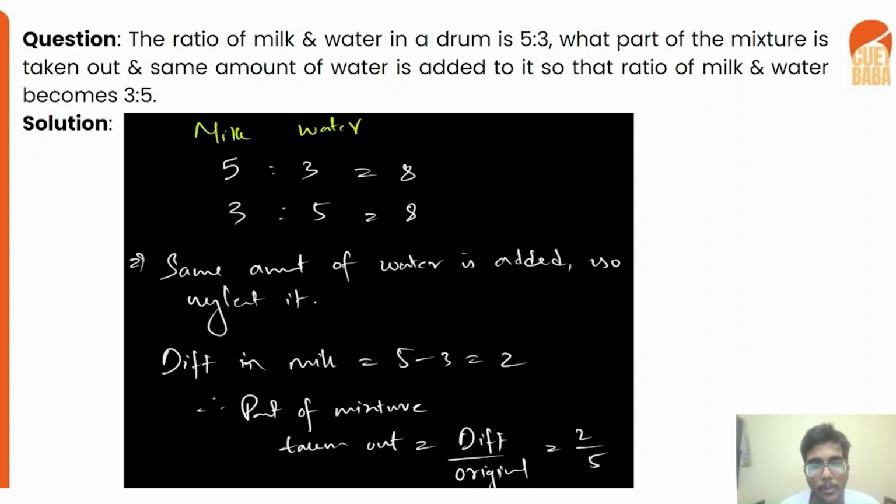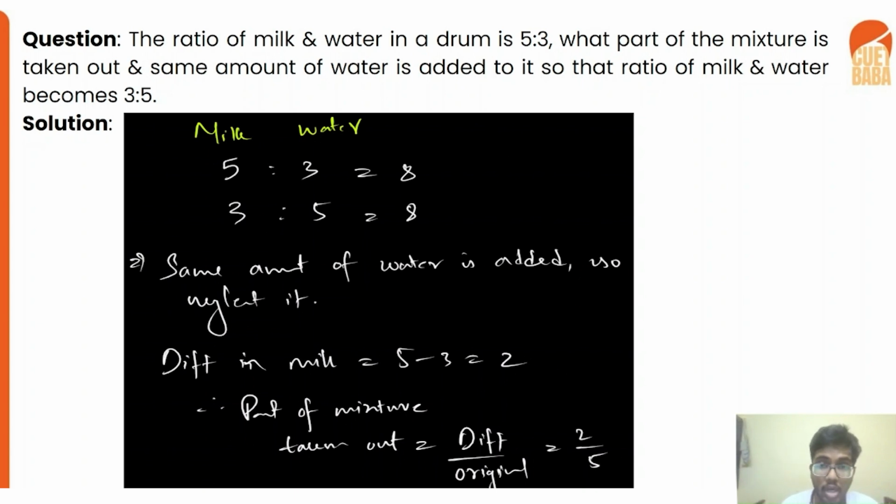Okay, so what is the component when you add in the first ratio 5 plus 3, that is 8, and in the second also 3 plus 5, that is equal to 8. Now in the question they have clearly mentioned what part of the mixture should be taken out and the same amount of water is added to it. So whatever you are trying to take out, you're adding the same amount of water. So let us assume you are removing 40 liters of mixture and you will be adding 40 liters of water.